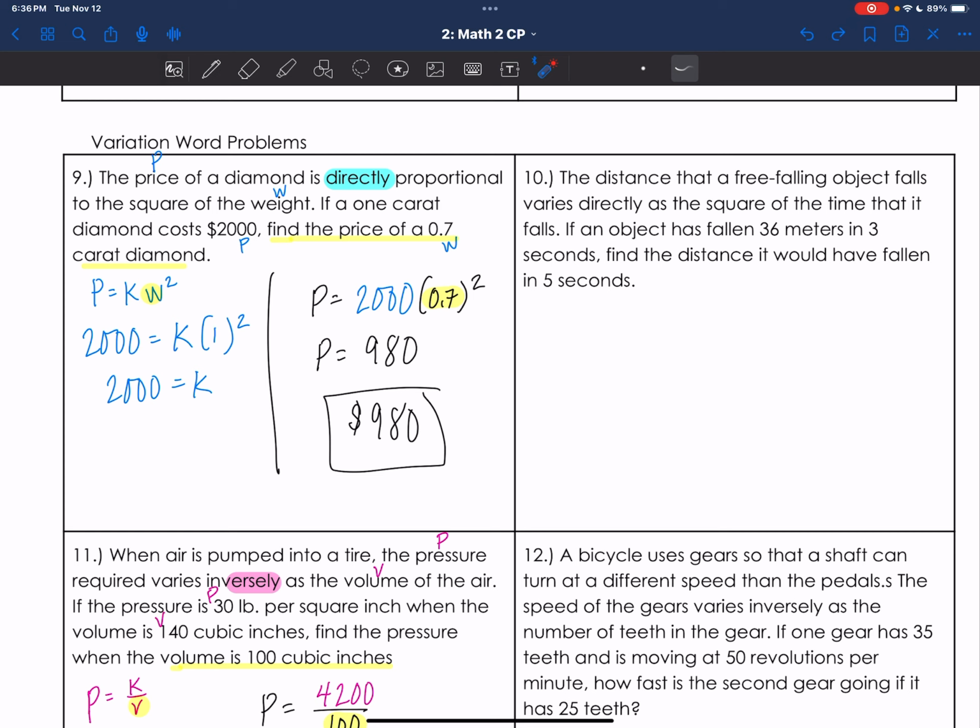First we need to figure out what k is. So we're going to put P, which I said was the price. The price is 2,000 and it's a 1 carat diamond, which is 1 carat here, and you square that and you get k equals 2,000. But we're not done, because that was for 1 carat. We want to know if it's a 0.7 carat. So now substituting your value for k, this is your k, this is your weight squared, and you're going to figure out what the price is. Multiply those together and you get $980.